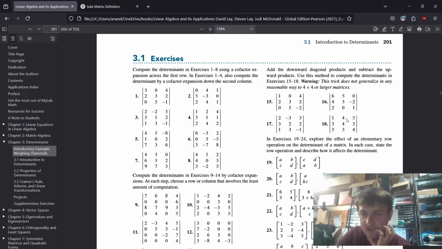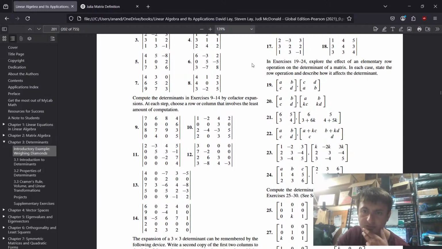Okay, we're going to skip these 4 because I don't want to use that trick. I really don't think I'll ever use that.